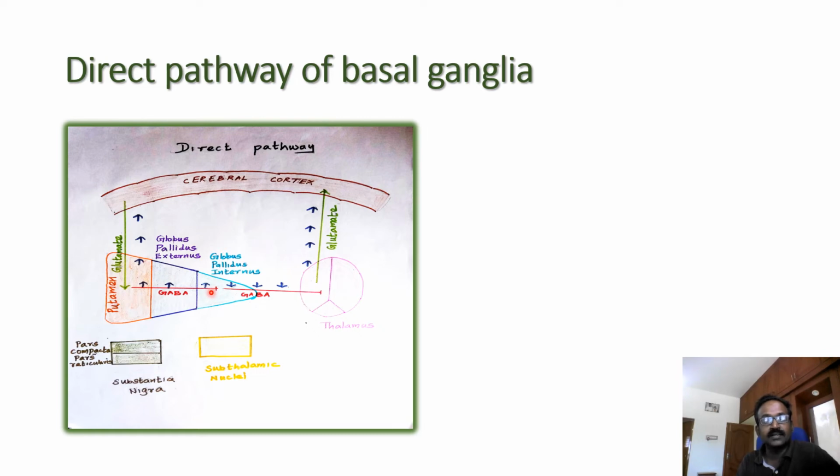Okay, second, the globus pallidus increases GABA release to the globus pallidus internus. So the increased GABA decreases the GABA secretion from the globus pallidus internus to the thalamus. So decreased GABA release to the thalamus increases the production of glutamate to the cerebral cortex. So it produces the movement. Okay, so the planning occurs in the cerebral cortex, and the execution occurs through the basal ganglia. This is the direct pathway.